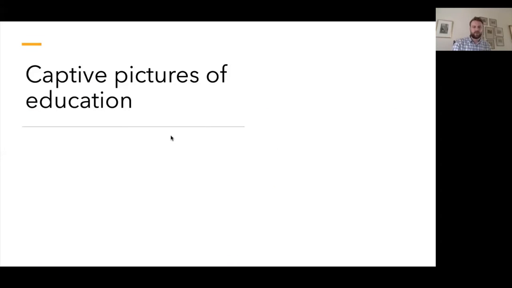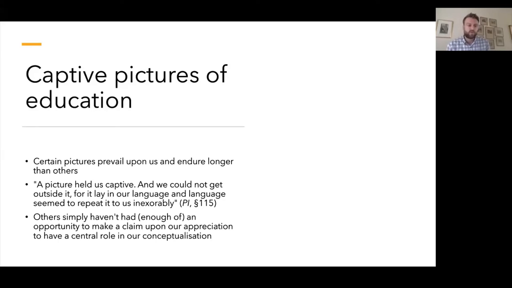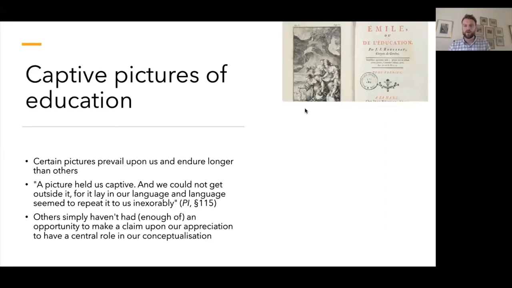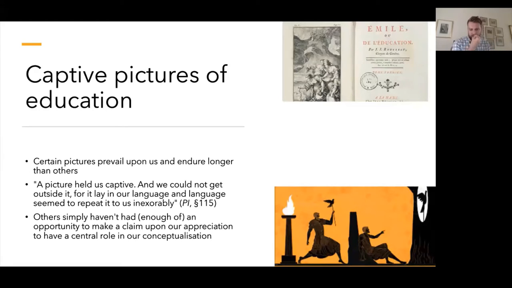That's not to say, however, that certain pictures don't prevail upon us more than others. They sort of endure in our imagination much longer than others as ways of perhaps expressing exactly how things are. These might be pictures such as Rousseau's Emile, but almost maybe more predominant, I should think, is the allegory of the cave in Plato's Republic. These are the sorts of pictures that continue to inform our understanding of educational narratives almost, and structure that in very powerful ways.